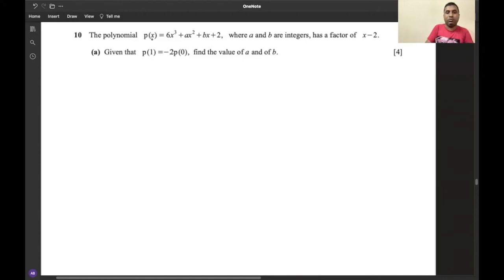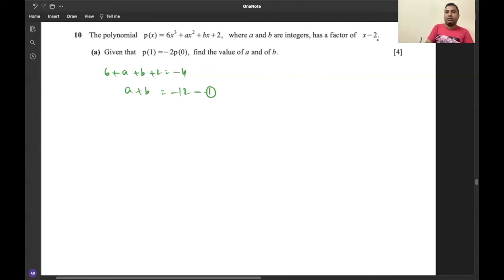So let me use x value 1 here and zero values here. So 1, that is 6 plus a plus b times 1 plus 2 equals. Let me use x value is 0. So this is becoming minus 4. So this is 6 to 8, 8 plus a plus b, plus 2, 6, 8 minus 12. This is equation number 1.